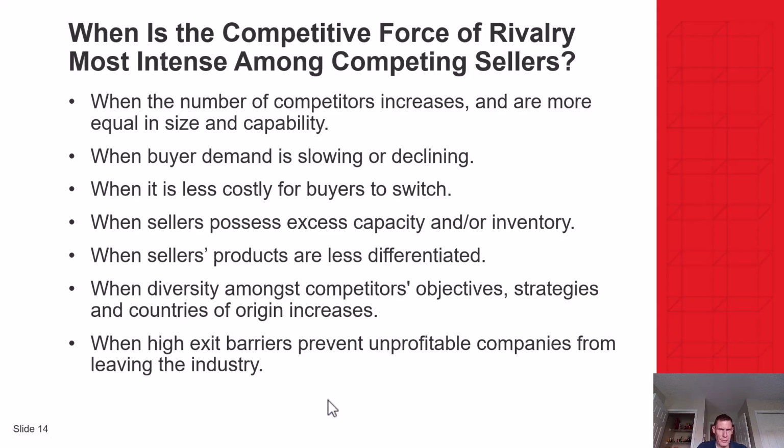So when is the competitive force of rivalry most intense among competing sellers? Well, when the number of competitors increases and they are more equal in size and capability, so there's no one clear leader, and there are a lot of firms in that field. When buyer demand is slowing or declining, when it's less costly for buyers to switch, when sellers possess excess capacity and/or inventory, when sellers' products are less differentiated, when diversity amongst competitors' objectives, strategies, and countries of origin increases, and also when high exit barriers prevent unprofitable companies from leaving the industry.